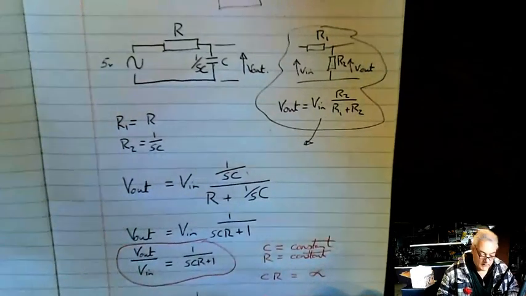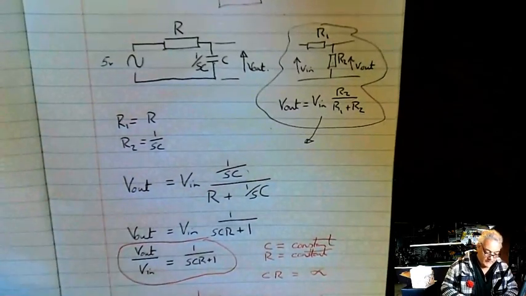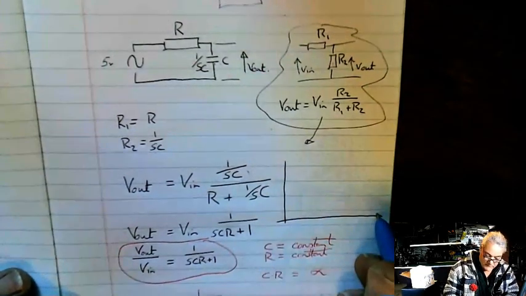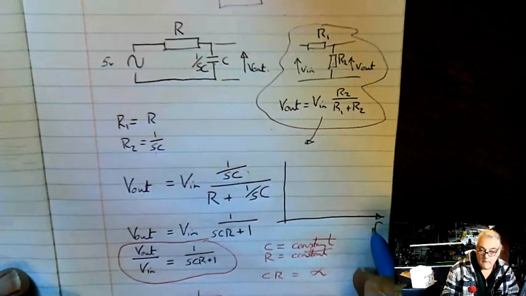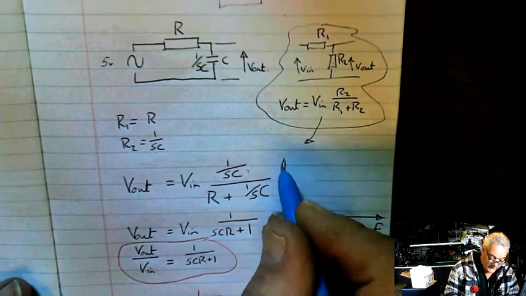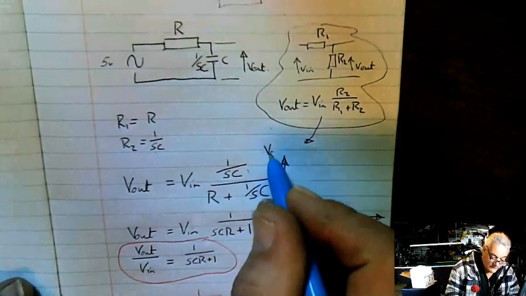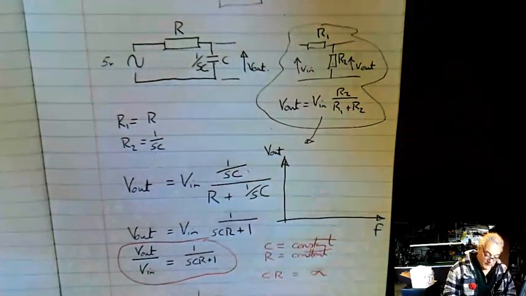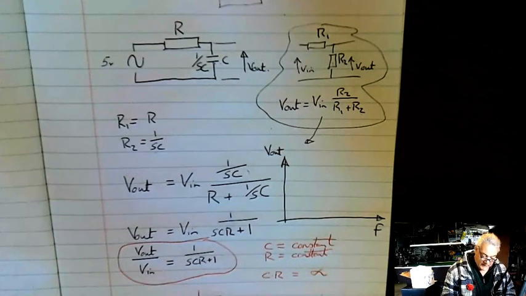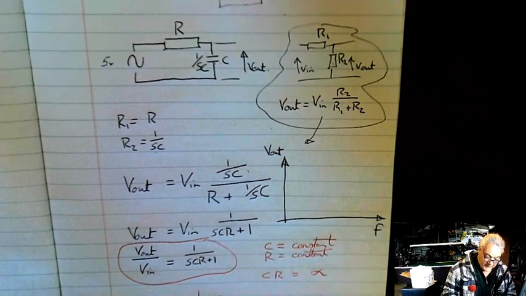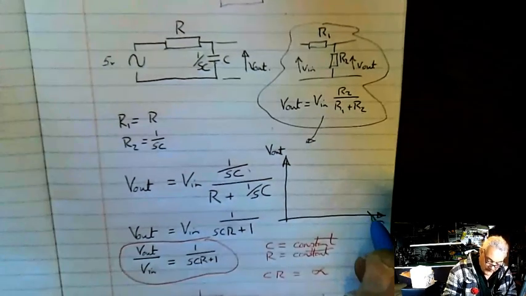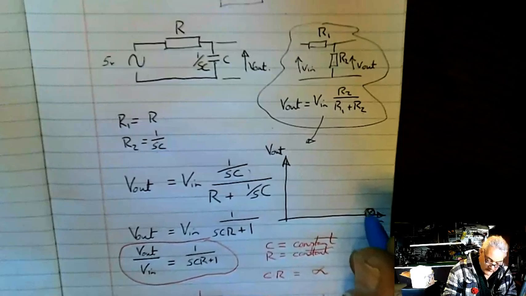Let's plot a little graph of that if we've got room on this page. Yes, I think we have. So if I say this is frequency, and this is V out, or output, or anything you want to call it, what I see from this is as s gets big, the output gets small. So in other words, as frequency gets big, the output gets small. So that puts me somewhere there on the graph.